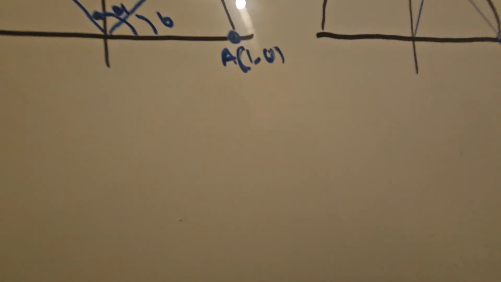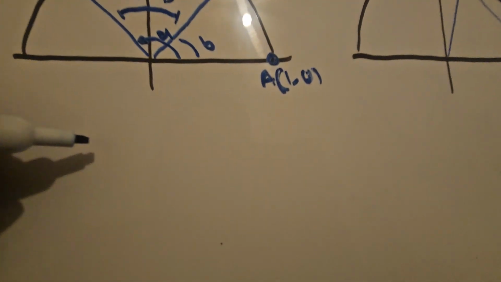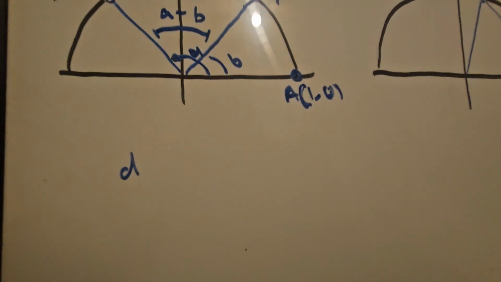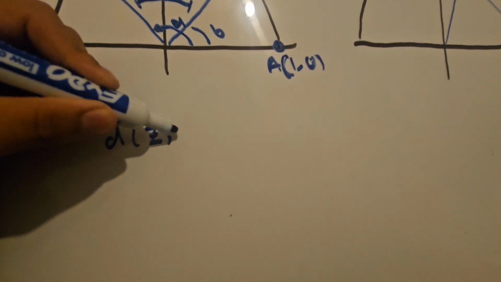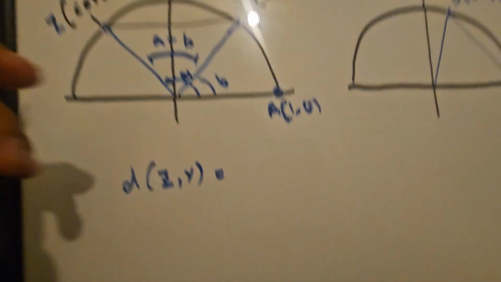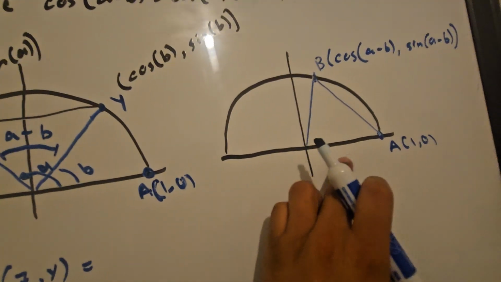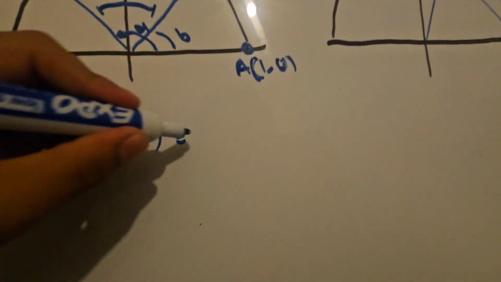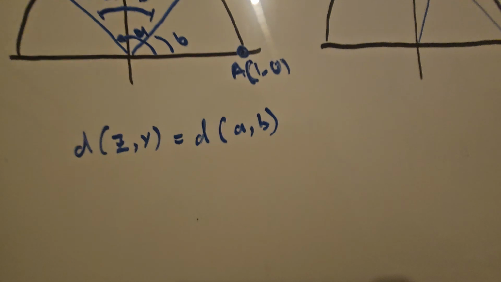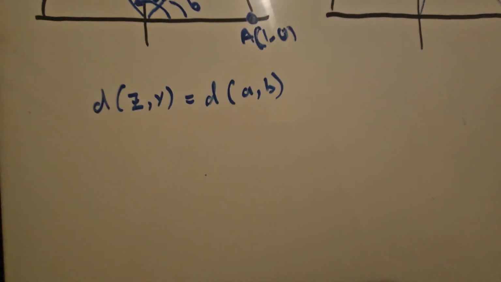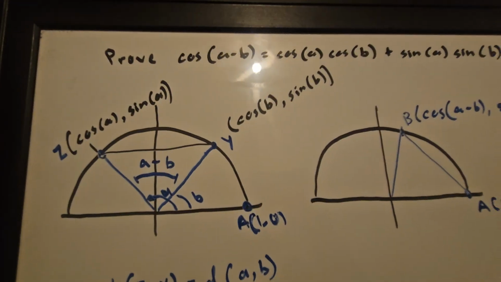So the distance formula, we're going to look at this. The distance from point Z to Y, isn't that the same distance, because all we did was just turn it? Isn't this the same distance as point A to B? Equals distance of point A to B. Is that not the same distance? It is. So we're going to use a distance formula to prove this identity.